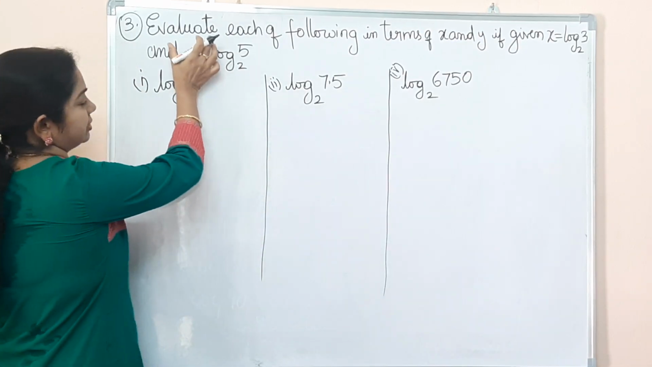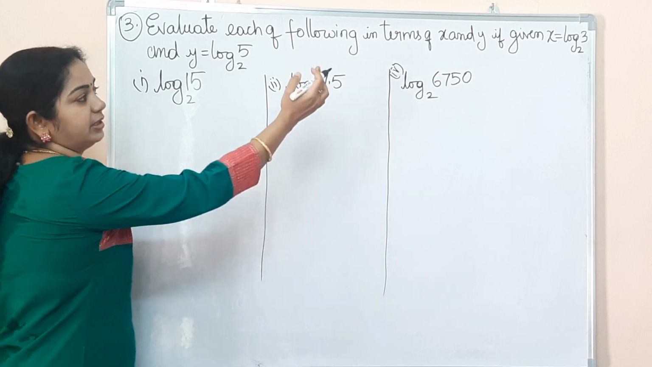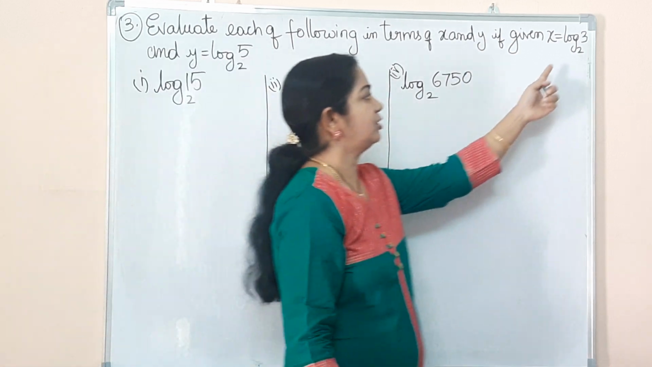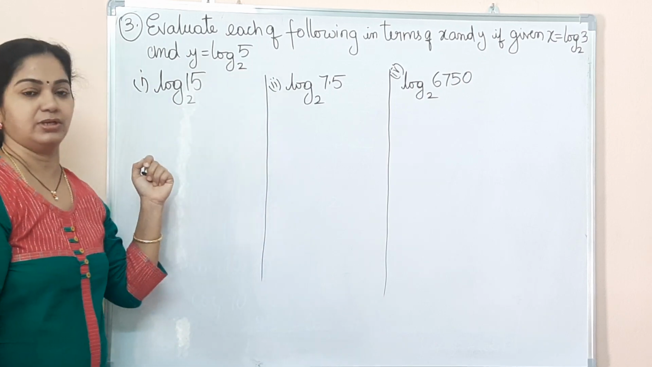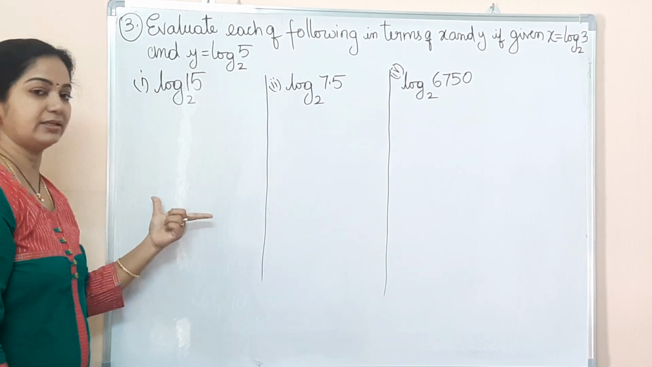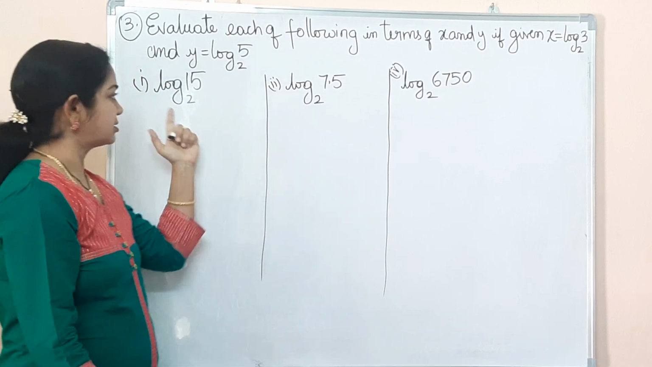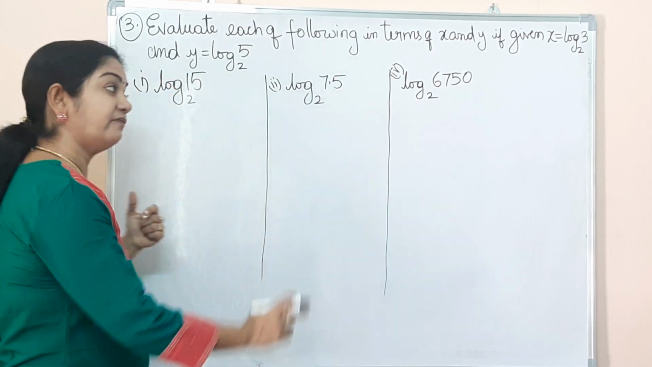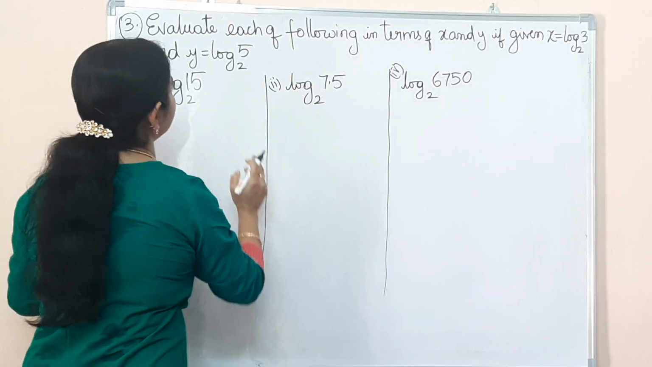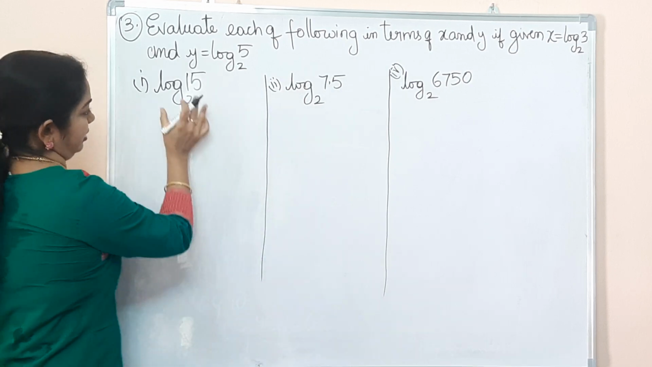See here, the third one: evaluate each of the following in terms of x and y, if given the x value is log 3 base 2 and the y value is log 5 base 2. That means we have to evaluate this in the form of x and y terms. We have to bring these logarithms into the form of x and y, where the x value is log 3 and the y value is log 5. The bases are common.